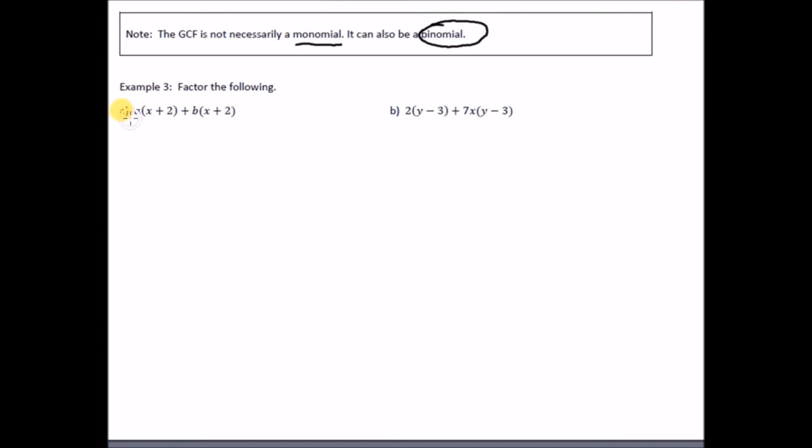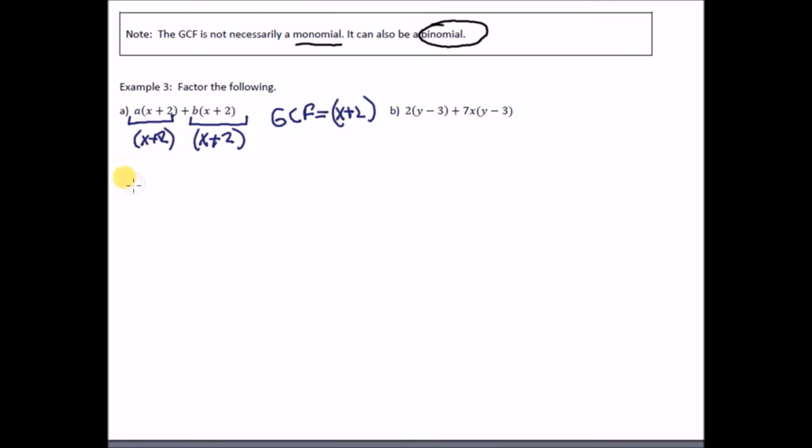Factor the following. So we're going to look at these two terms. So this right here is one term. And remember, terms are separated by plus and minus signs. So this right here is another term. What is common between these two terms? Well, the x plus 2 in brackets is common between those two terms. So we're actually going to use the x plus 2 as our common factor. So our greatest common factor is x plus 2. And I'll leave this in brackets.